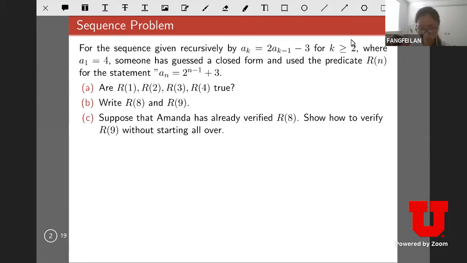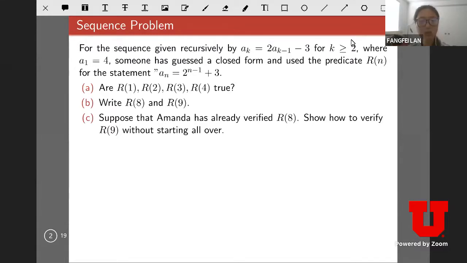Okay, so this is the first problem. It's about sequences. It uses what we've learned before about sequences, closed formulas and recursive formulas. So let's read the problem together. For the sequence given recursively by A_k equals 2A_(k-1) minus 3 for all k greater than or equal to 2, where A_1 is 4, someone has guessed the closed form and used the predicate R_n for the statement A_n equals 2^(n-1) plus 3.